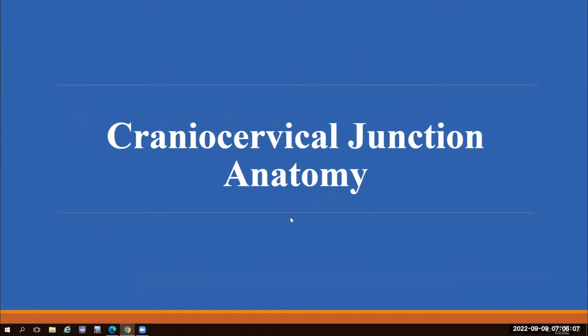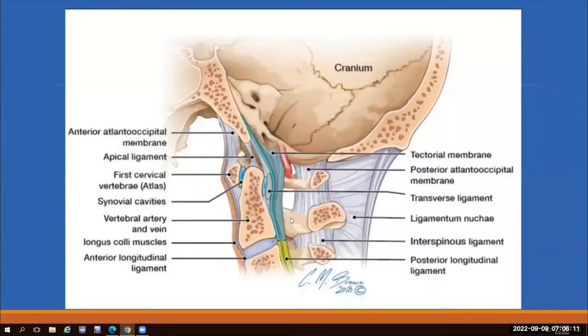Like we said, we have to have a good understanding of anatomy, so we're going to dive right into it. This is your craniocervical junction. The craniocervical junction is a little bit of bone and a lot of ligaments, and you have to have a good idea of where all these ligaments are located. I'm just going to start anterior, and we're going to work our way posteriorly.